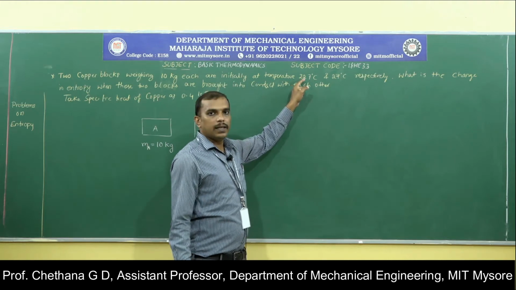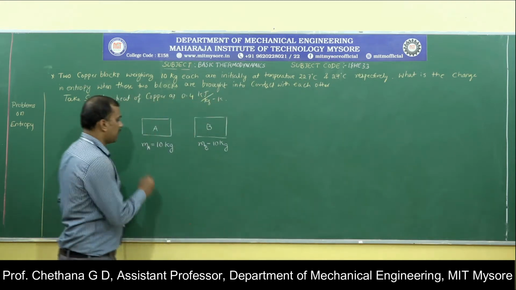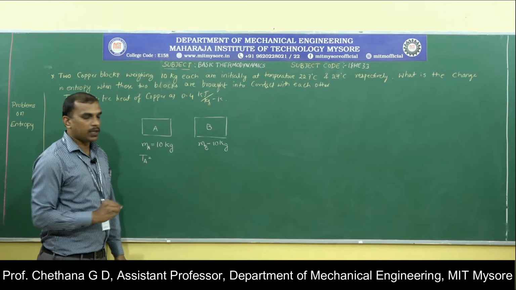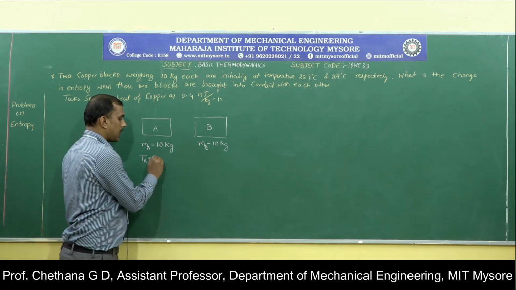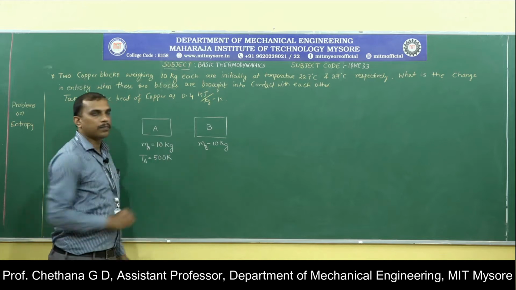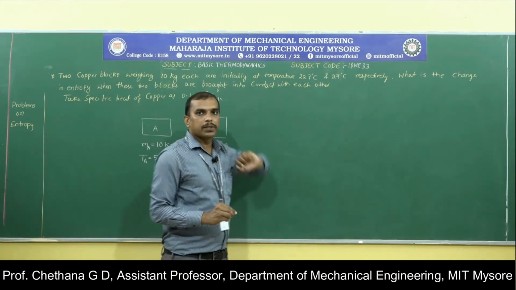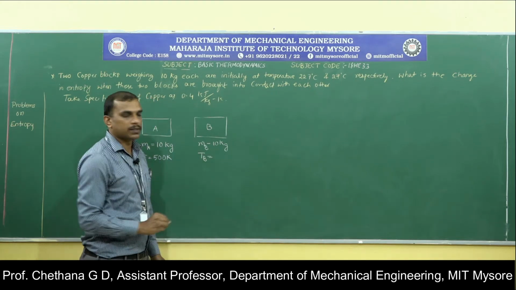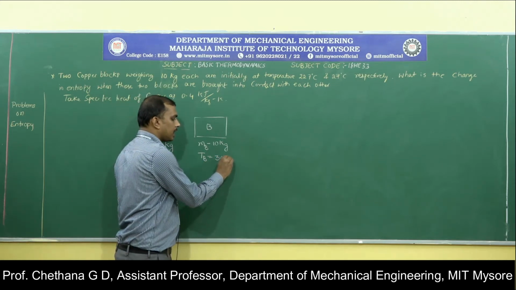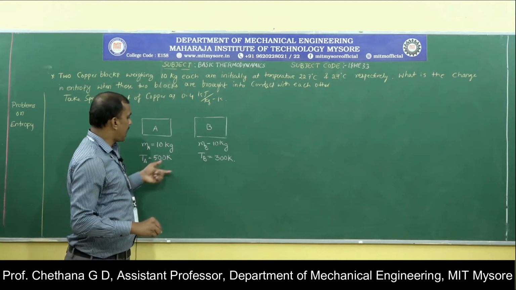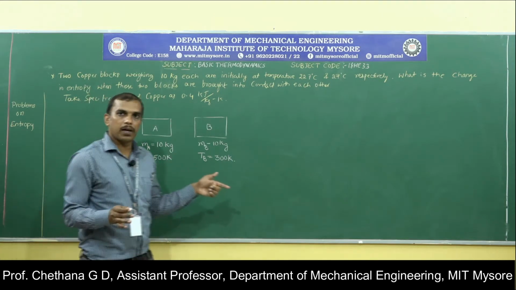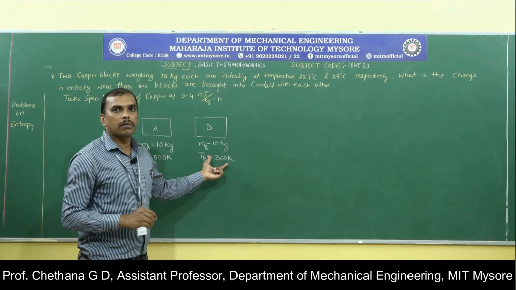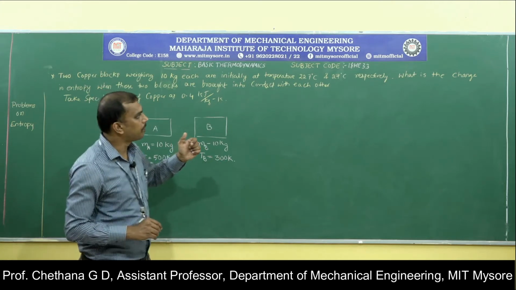The temperature of block A is given as 227 degrees Celsius. We need to keep it in Kelvin. Remember, 227 plus 273 will be 500 Kelvin. The temperature of block B is 27 degrees Celsius, so 27 plus 273 is 300 Kelvin. Know that they are at different temperatures. Both have the same mass, but A is at 500 Kelvin, and on the other hand B is at 300 Kelvin.